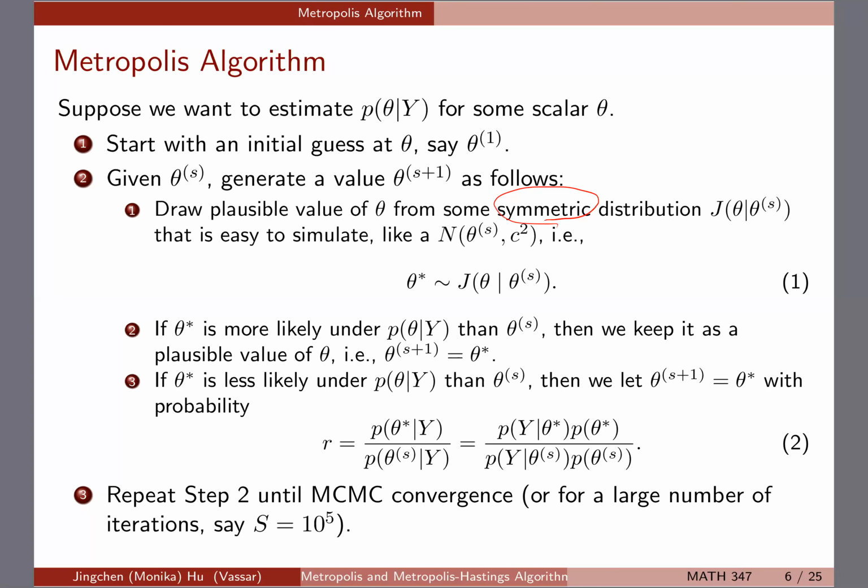For example, a normal. You sample it centered at the previous theta value, and you choose a standard deviation c. So let's say this is theta star. We draw one value from it. And the way we determine whether we're going to move to that value is through equation 2 here.